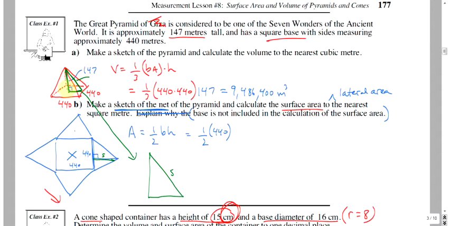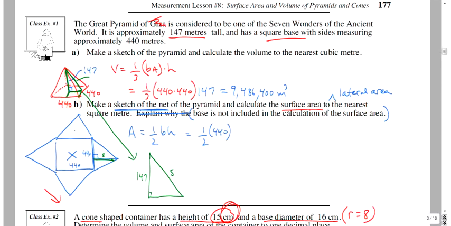I know the height here is 147. That's a right angle. What's this distance here? That's from here, the center, to the edge, right? Half of 440. Okay, does everybody pay attention? Everyone see that?